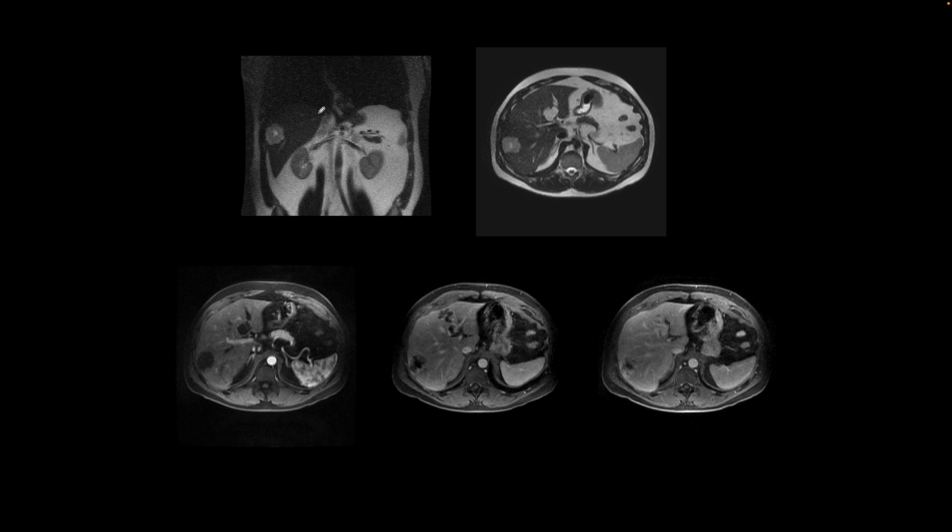Here's our next patient, and I'm showing you on the top coronal and axial T2 weighted images. There is a tumor in the liver with a central scar. The tumor is slightly hyperintense on T2 compared to the surrounding liver. The internal scar is more T2 hyperintense.